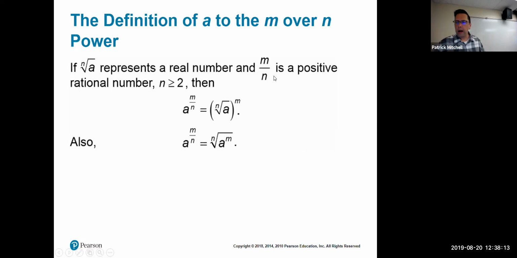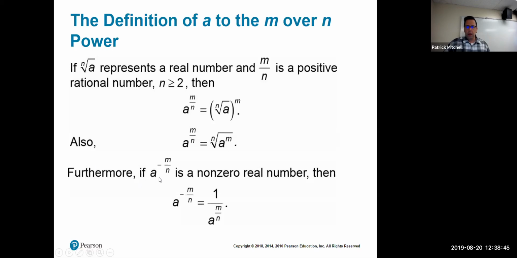Up here they specified that the fraction m over n has to be positive. So now they're getting ready to talk about what it would mean if that fraction was negative. Well, hopefully in an algebra class, you learned what negative exponents mean. Negative exponent means reciprocal, and fraction exponents are no exception to that. So a to the power negative m over n means the reciprocal, 1 over a to the m over n.